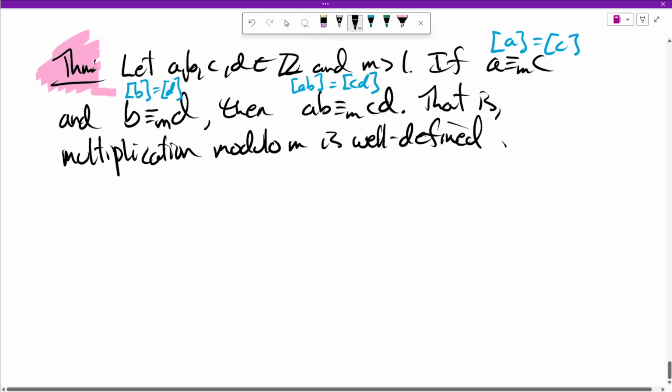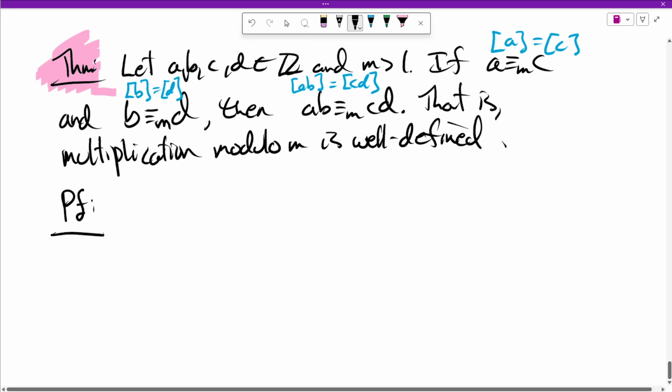So this says that no matter how we choose to represent this congruence class or equivalence class modulo m, the operation of multiplication gives us the same answer. Okay? So it's a well-defined operation to just multiply then reduce modulo m. And let's prove this.